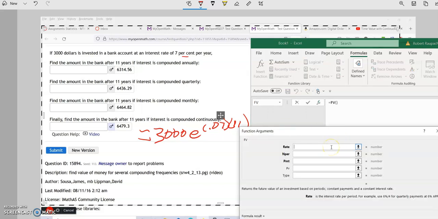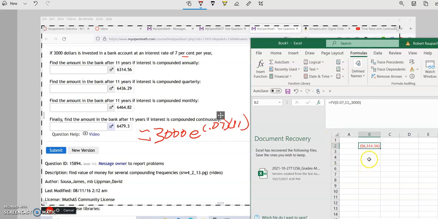All right, and the rate, you want to do the rate divided by how many times it's compounded per year. Since the first one's annually, you just simply put the rate, which is 0.07, okay? Number of periods, which is 11, times how many times it's compounded a year. Again, it's 1, so that's simply 11 here. Payment, you leave blank because we're not putting in payments in increments, but we are putting in a one-time present value of $3,000. Always leave type blank, and boom, there's your answer.